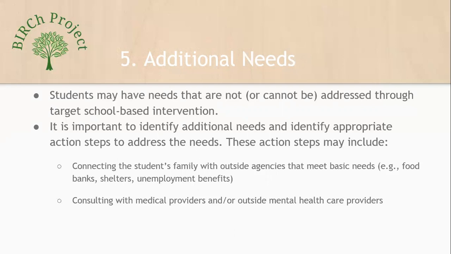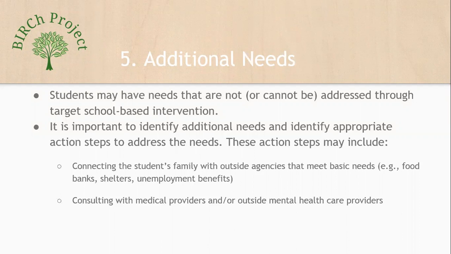For example, we may connect the student's family with outside agencies to meet basic needs, such as food, shelter, or unemployment benefits, to help the family with the basic needs that may impact the student's particular social, emotional, and behavioral functioning. We can also coordinate with medical providers outside of school to coordinate care, thinking about wraparound services, or coordinating in a way that we are working on the same general goals, but just in different ways.